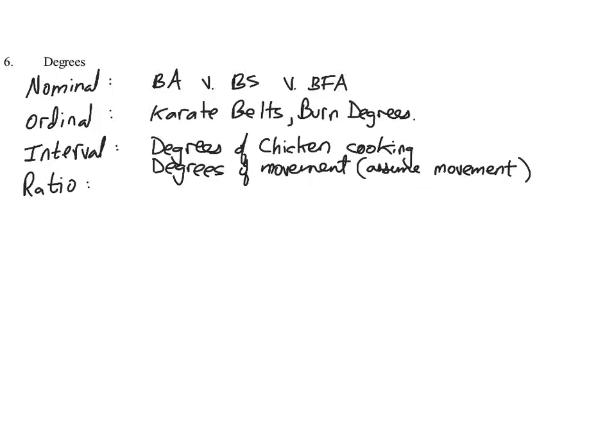But let's see if we can come up with unique. Yeah, I mean, because we could just take our intervals and make them into ratios. But do we have anything unique? Degrees of angles. Not degrees of zero. Degrees of angles, okay. So I'll say angle of elevation, just to get a little bit more specific.